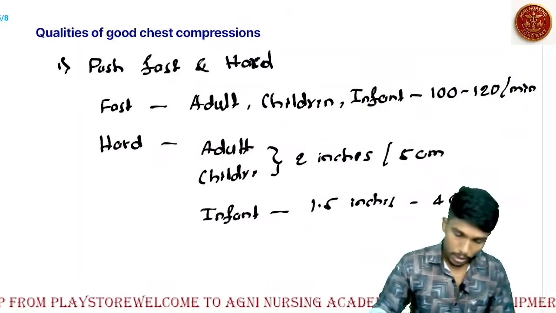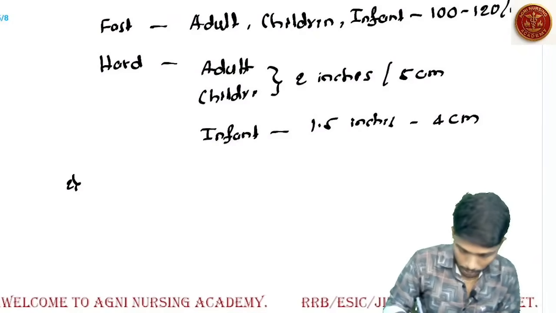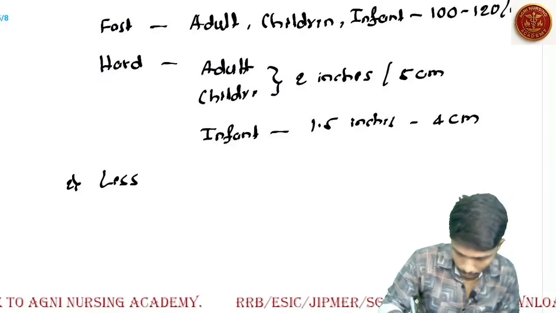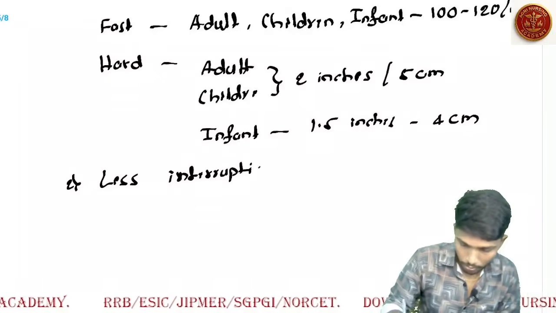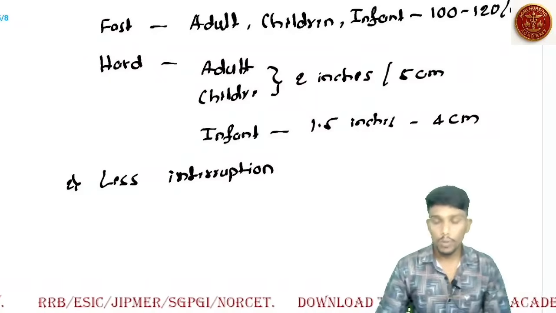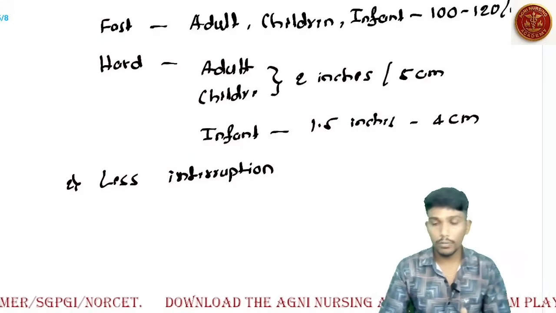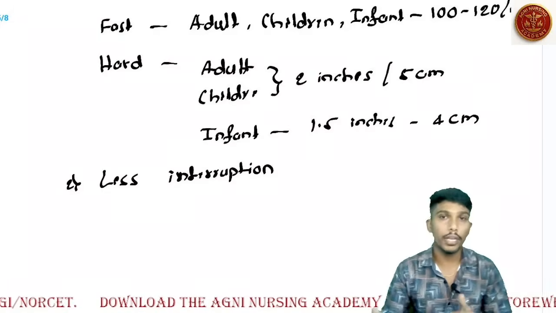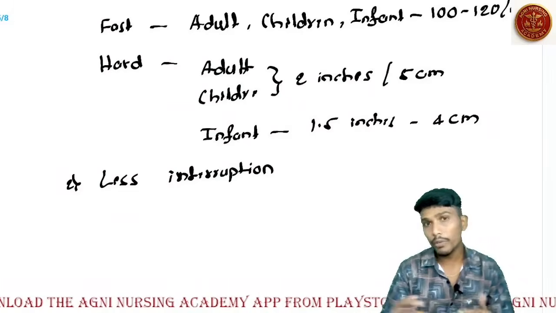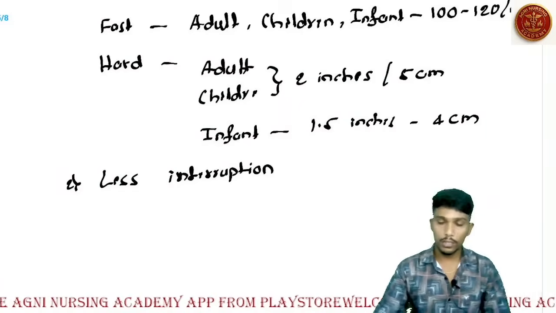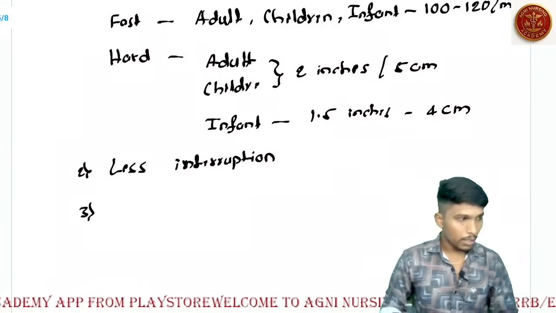And next one, make less interruption. While doing the CPR we have to make no interruption in between changing the position, and we have to give the chest compression, we have to give the ventilation to the patient. In between there is no long gap between the chest compression and ventilation.